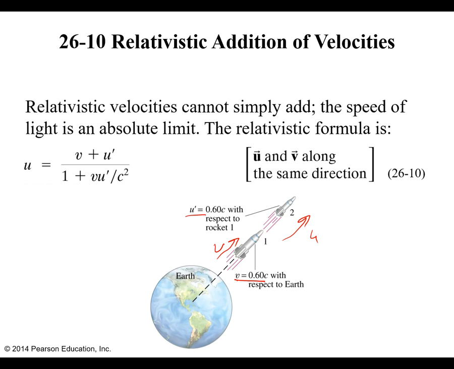Okay? So the way you calculate the velocity of rocket 2 from the point of view of somebody at Earth is you take the velocity of the rocket and you add it to their perceived velocity of rocket 2, and you divide that by 1 plus v times u prime divided by c squared.